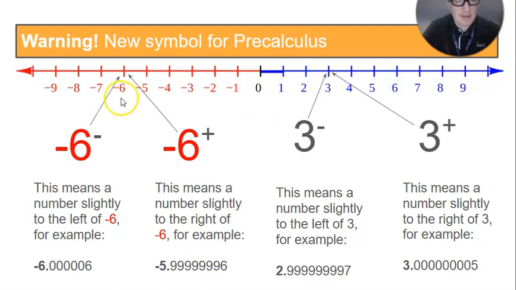On the negative side, you're going to have the same thing. If I have a plus sign, it means slightly to the right of -6, and if I have a minus sign, it means slightly to the left of -6. Go ahead and study this graphic to make sure you understand where I got these decimals here below.